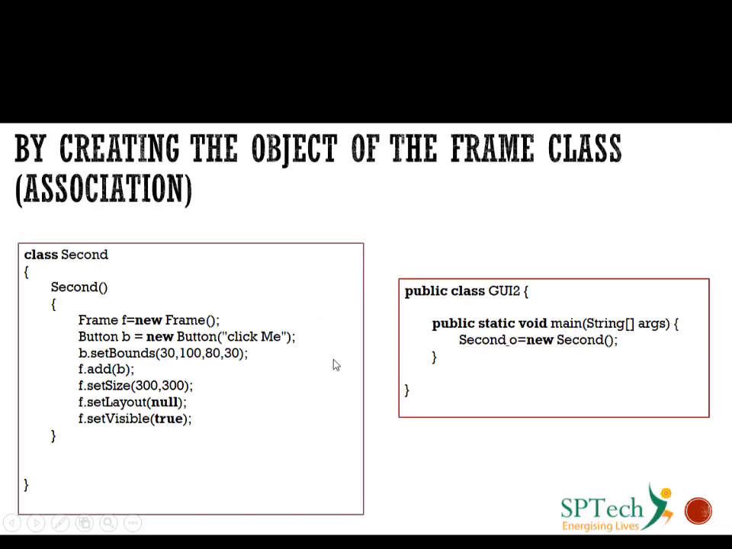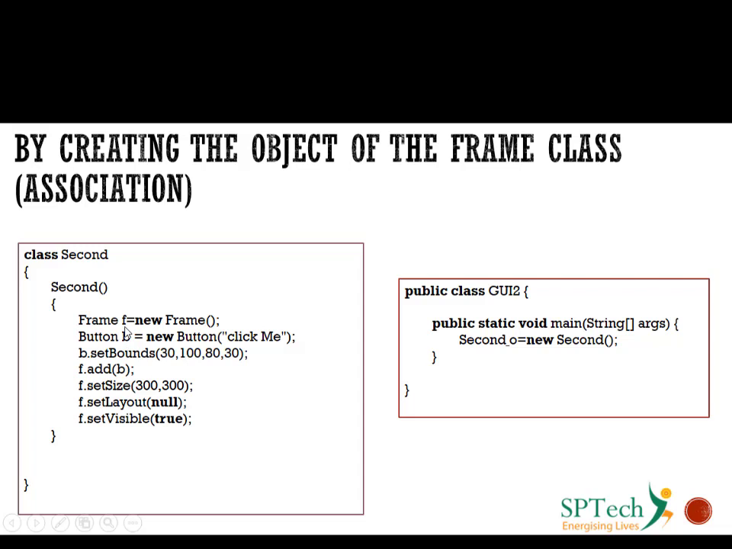There is another way where you can also create a frame and a button, and this can be done using association. So in this program you can see that I am using the association concept. What the association concept means here is that I am not extending the frame class. See, I have a class called second, and inside the class I have a constructor. What I am doing here is creating an object of the frame within the constructor.